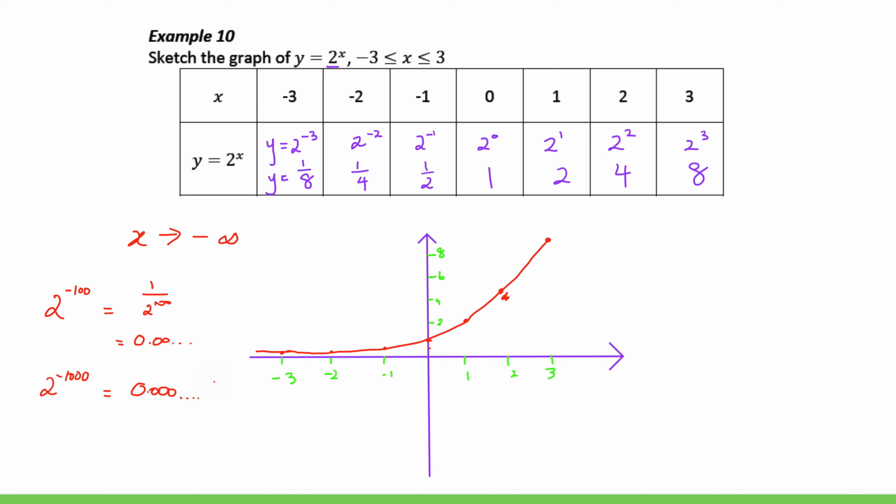The thing is, though, it's never going to reach 0 because 2 to the power of anything will never equal 0. So it's always going to approach 0. The y value will approach 0, but it's never going to touch 0. And if you remember, that means that we have an asymptote. So the exponential graph actually has an asymptote at y is equal to 0. Don't forget to label your axes as well as x and y.